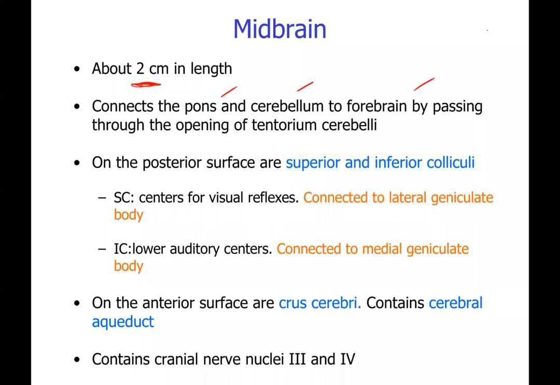Then the other details are on the posterior surface of the midbrain. This is the anterior surface. On the posterior surface, you get these two colliculi.